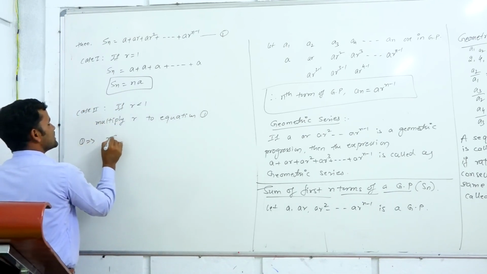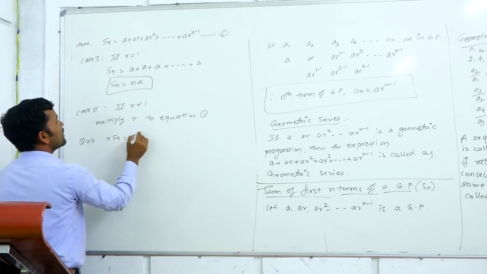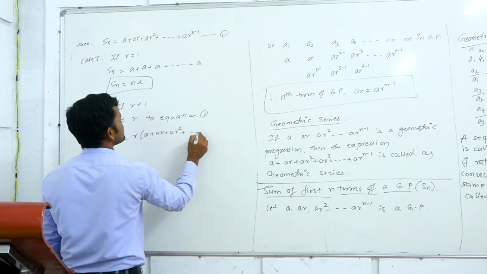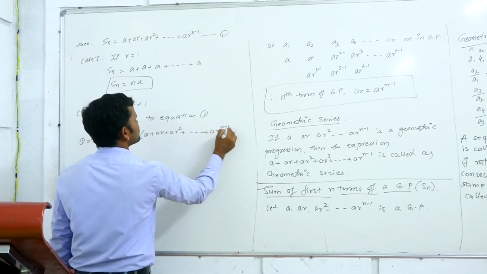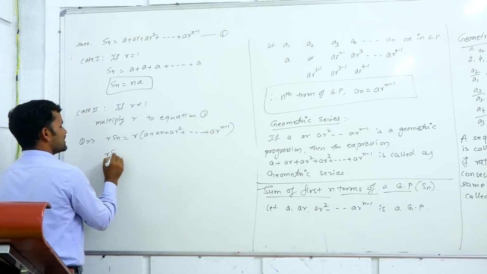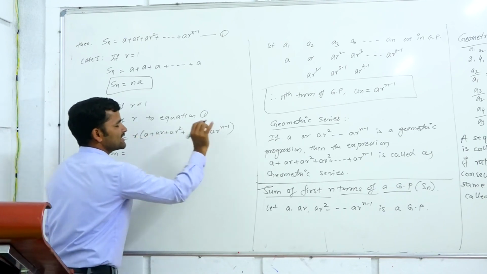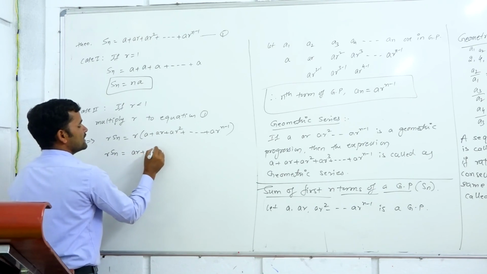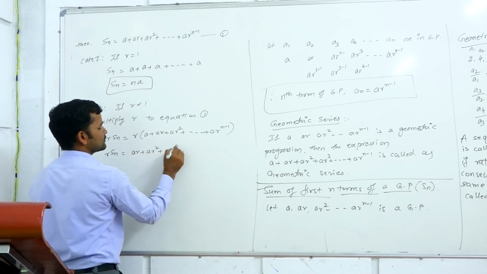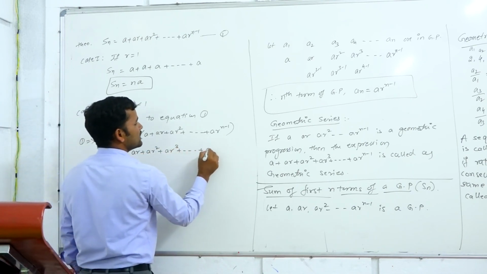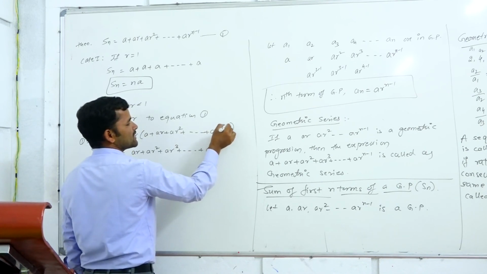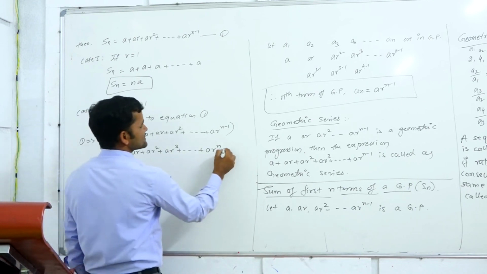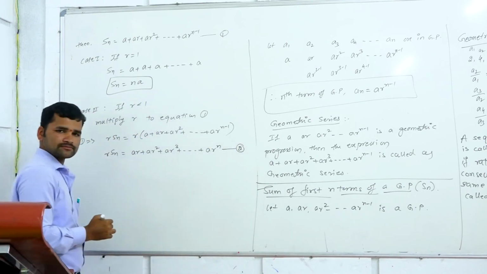Equation 1 implies r into Sn is equal to r into a plus ar square plus so on up to a into r to the power of n minus 1. R into Sn is equal to, r will get multiplied with all these, so it becomes ar square, a into r cube, so on up to a into r to the power of n minus 1 plus 1. This becomes a into r raised to n. Let me take this as equation 2.